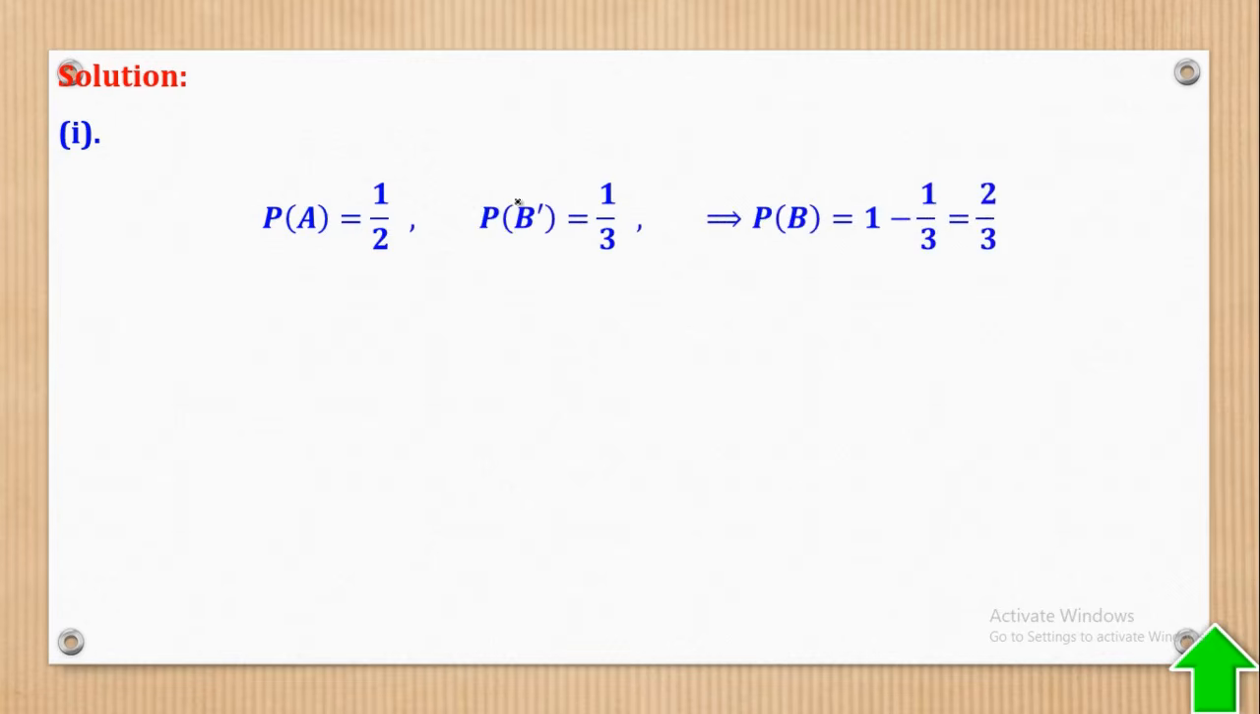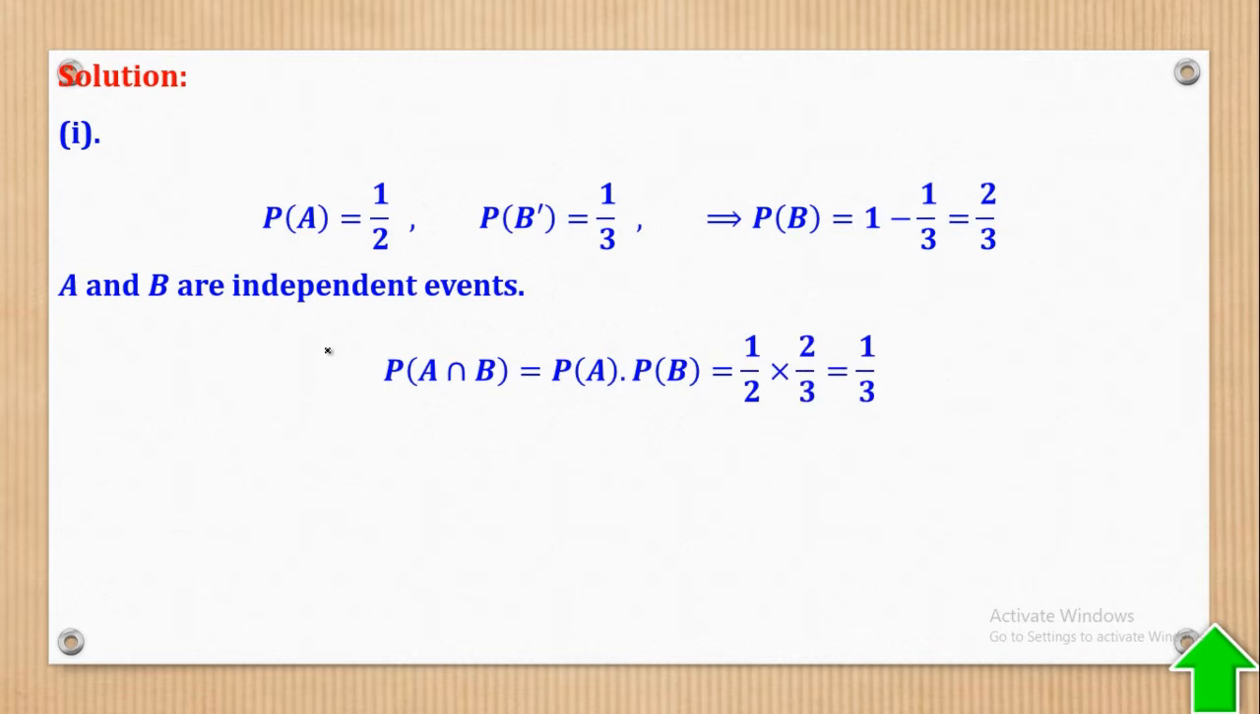So this is the interpretation of what is given. Probability of A is a half, probability of B complement, because they say it does not hit, that is why there is a complement, is a third. Therefore probability of B is 1 minus the complement, which gives you 2/3. Now A and B are independent events because the occurrence of one does not affect the occurrence of the other. Therefore probability of A intersection B is equal to probability of A times probability of B. So substitute for probability of A and probability of B to give you 1/3.